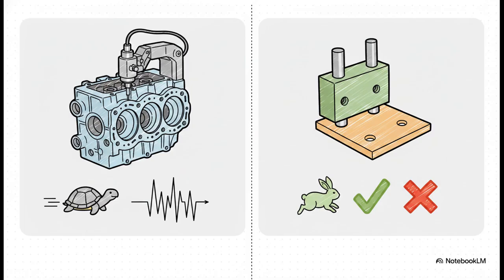The part fits or it doesn't, pass or fail. You don't get any of that rich data telling you why it failed. But make no mistake, both of these methods have a crucial place in any modern manufacturing environment.